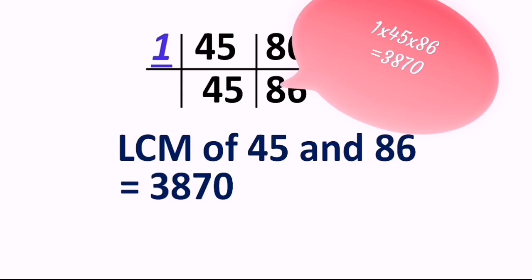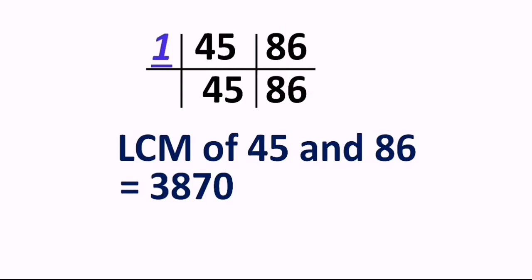Keep it in mind, for co-primes, the LCM is the product of the numbers itself. So 45 and 86, whenever multiplied, we get the answer 3870, and that's what our LCM is.